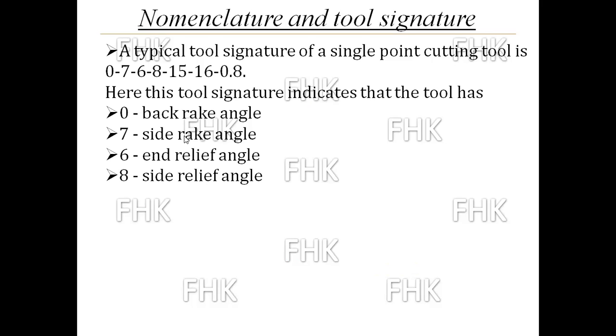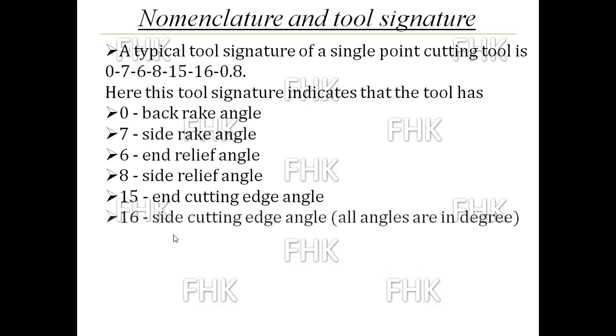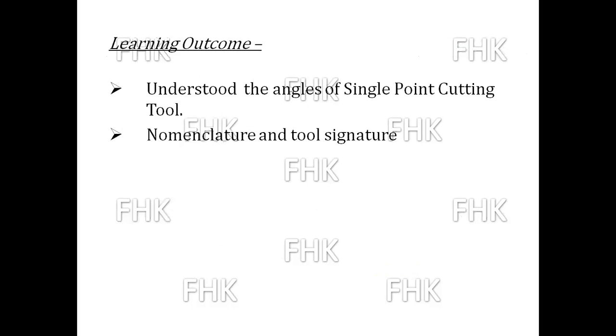Okay, so the first two are rake angles, the second two are relief angles, and the next, 15 degrees, is the end cutting edge angle, and the next is 16, which is the side cutting edge angle. All these angle values are in degrees, and the last one is 0.8, which is the nose radius, measured in mm. In this way, you have to specify the tool signature. Your answer should be like this.